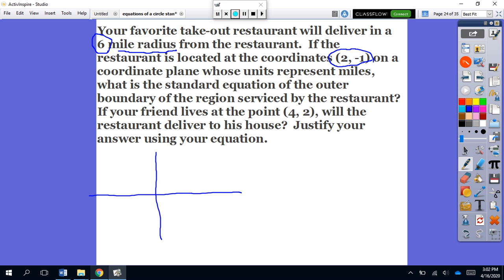The center is the origin, 0, 0. So the circle is right here. We're trying to find out, is 2, -1 inside, on, or outside that circle? Where is 2, -1? Okay, we're going to stop this. Throw it out.